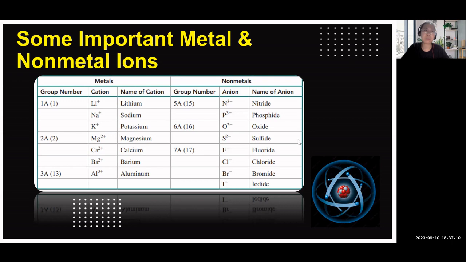Here's a table of some important metal and non-metal ions. If you notice here, the group number also corresponds to the charge of your ion for all the cations. Now, for the case of non-metals, you would notice that for group 5A, you have nitride and phosphide, and they both have a charge of negative 3. For group 6A, you have oxide and sulfide, and you would notice here that you have negative 2 for both. And then for the 7A group, you have fluoride, chloride, bromide, and iodide. All of them have negative 1 as their charge.